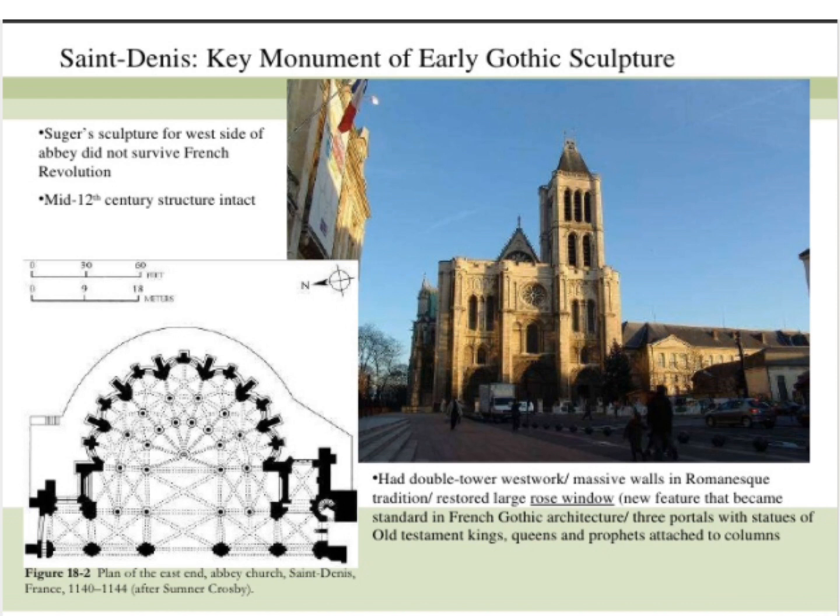The rose glass window was added, which becomes a standard in French Gothic architecture. And the three-portal doorway becomes standard as well. The three-portal doorway has sculptures of the Old Testament kings and queens and prophets attached in the columns, and we're going to take a close look at those here in a minute.